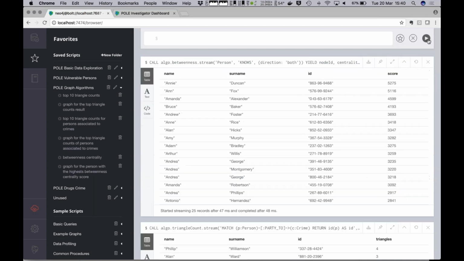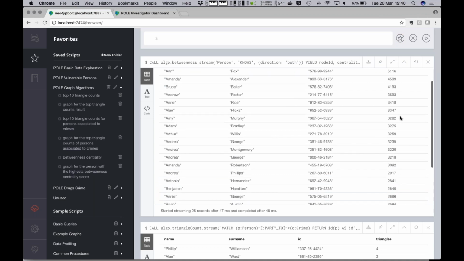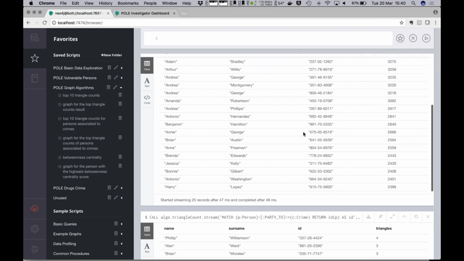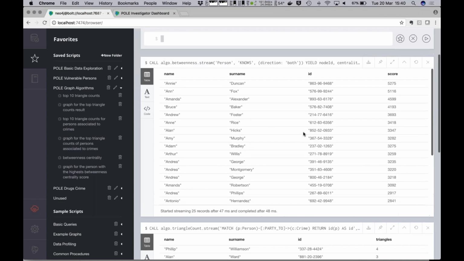So if we run that, we can see Annie Duncan scores the highest, followed by Anne Fox, and so on. There are 25 results that we got back. These are the 25 most central people in our graph.